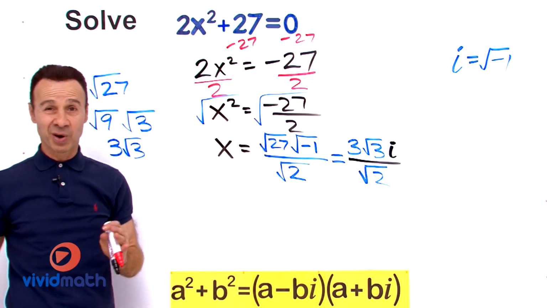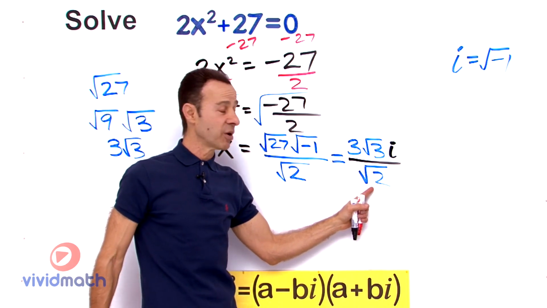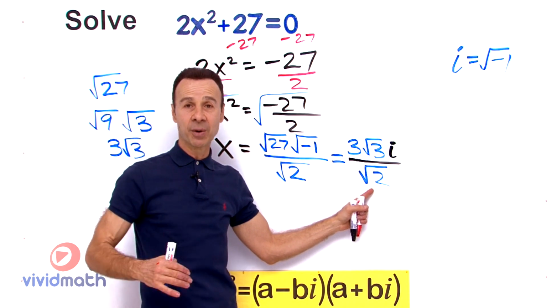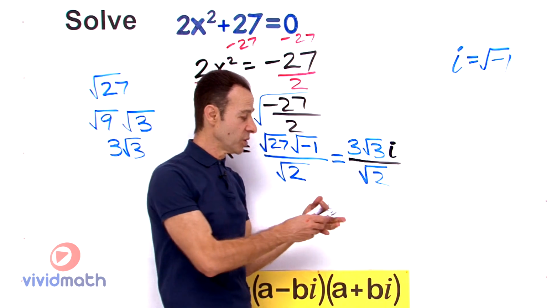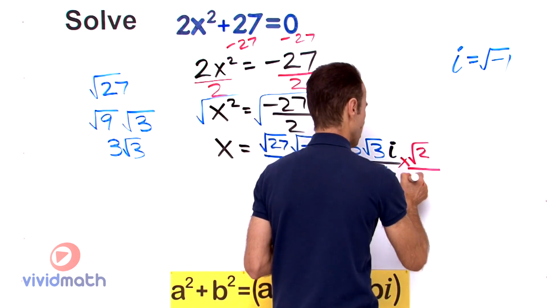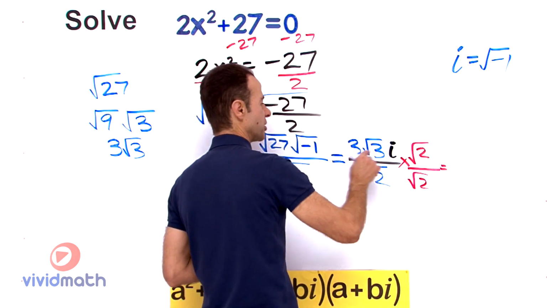But there's a bit of a problem. We have a denominator that is irrational. It's the square root of 2, the radical of 2. So we want to rationalize that denominator. We need to multiply top and bottom by the square root of 2. Let's rationalize it.